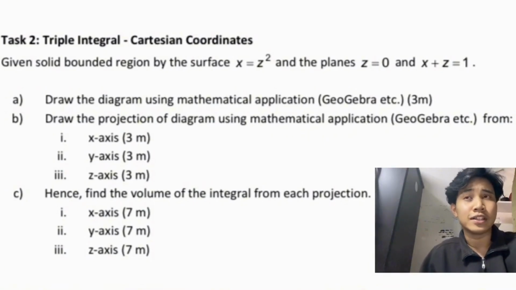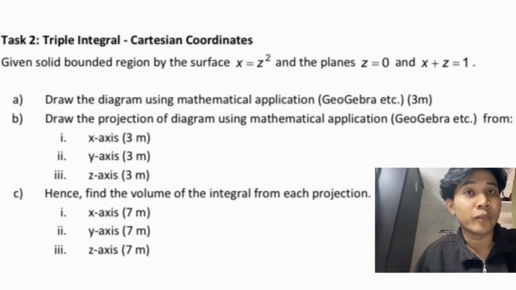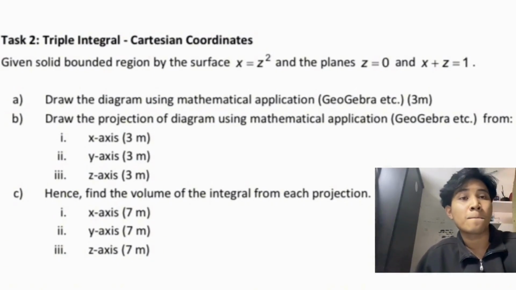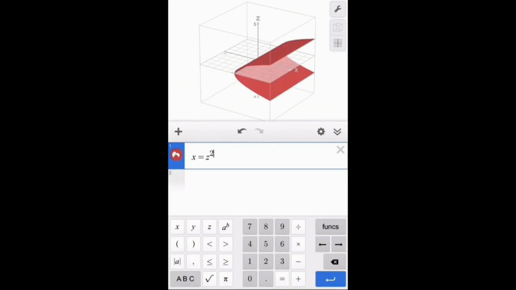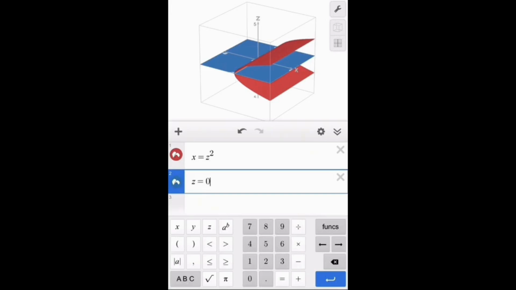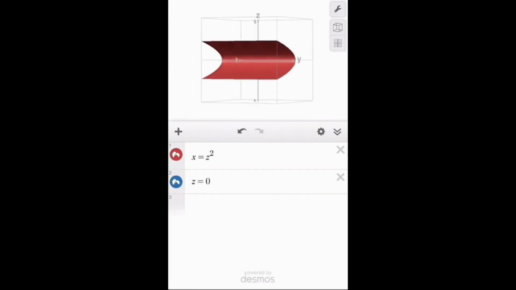So yeah, let me show you how to use the Desmos application to find the graph or diagram, the 3D diagram and 2D diagram. This 3D diagram is for question A and the 2D diagram is for question B. So here you just put in the three equations that the question gives. The first is x equal to z square, and this is the x in the 3D graph. The second one is z equal to 0. Okay, and then this is the surface one.